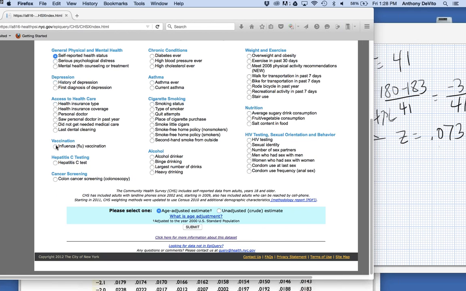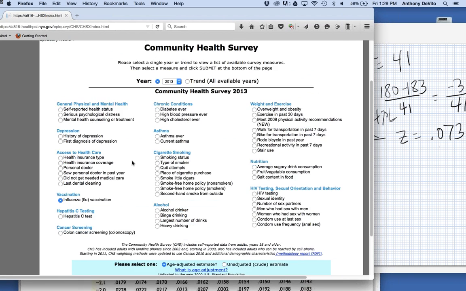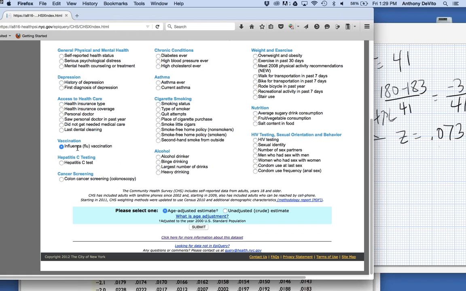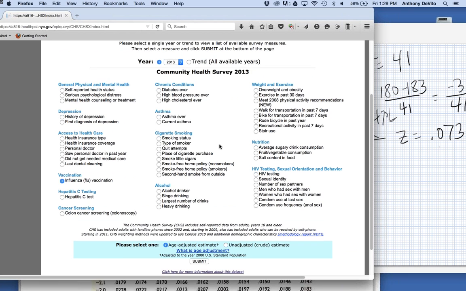Maybe I'm interested in influenza. Flu season's coming up pretty soon. I haven't heard too much about it so far, but I'm sure we'll be hearing something soon. So I'm going to say I'm interested in the influenza vaccination rates in New York City. I'm going to choose that as the area I'm interested in the survey.